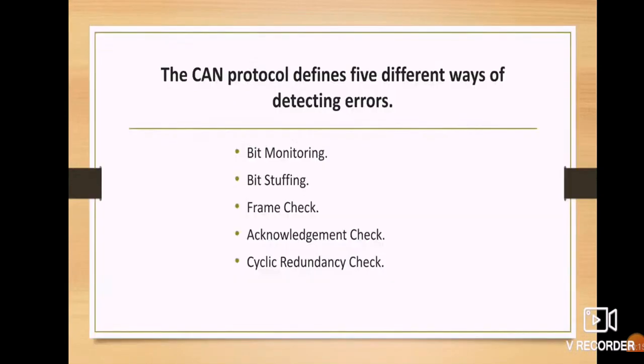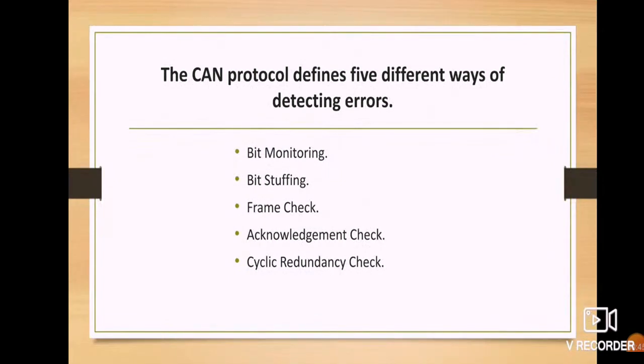We have 5 different ways of detecting errors in the CAN protocol. Only these are the 5 ways of detecting errors, no more. Apart from that, we have the active and passive bus states, but those do not come under this category; that is a different category. The CAN protocol defines only the 5 ways of detecting errors: bit monitoring, bit stuffing, frame check, acknowledgement check, and CRC, that is cyclic redundancy check.